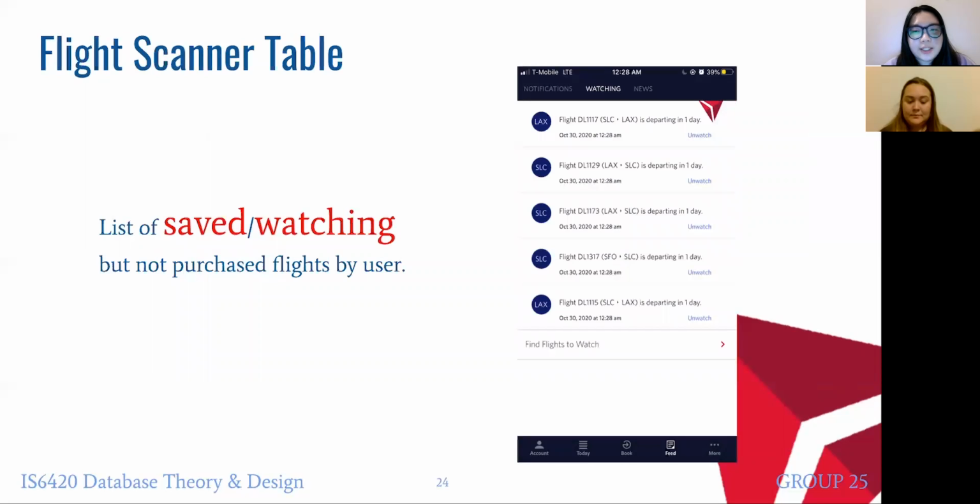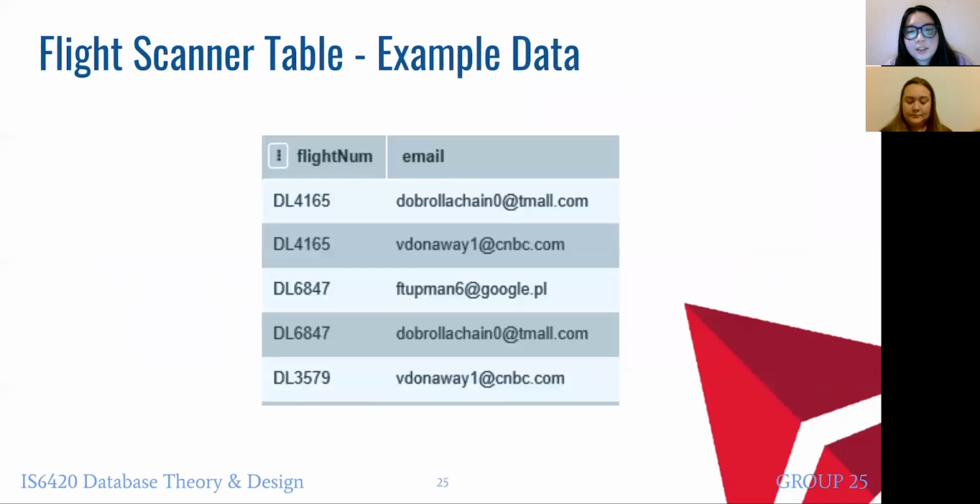Finally, we have the flight scanner table, which is used to keep track of flights a user is watching. Here's a sample of what our flight scanner table will look like when populated with data. As you can see, v.away1 at cnbc.com is watching 2 flights, which are DL3579 and DL4165.